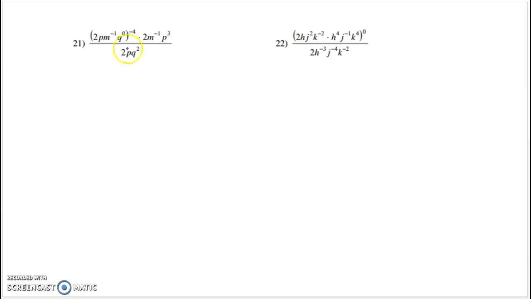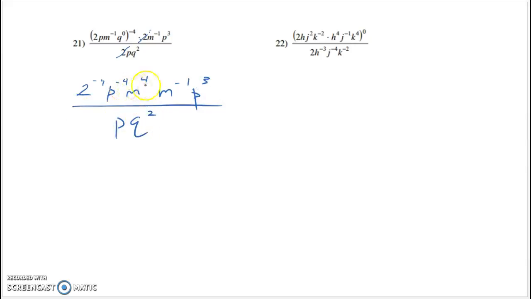A trick we can do with multiplication is you can just go ahead and cancel it. Cancel these 2's right from the beginning, so we don't have to worry about them. And I would do it the long way, but I'm pressed for time. So 2 to the negative 4, p to the negative 4, m to the positive 4. Well, 0 times negative 4 is just 0, and q to the 0 is just 1, and 1 times this quantity is that quantity. So we can just forget about the q to the 0. Okay, so now we've got m to the negative 1, p to the 3rd, over p q squared, negative 4 plus 3 is negative 1.